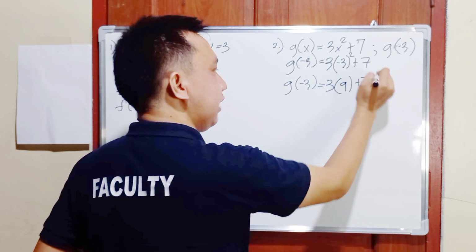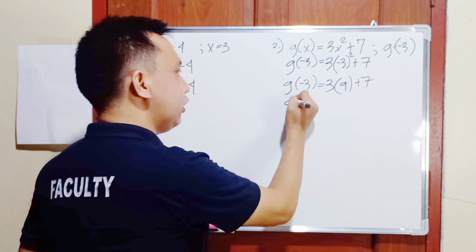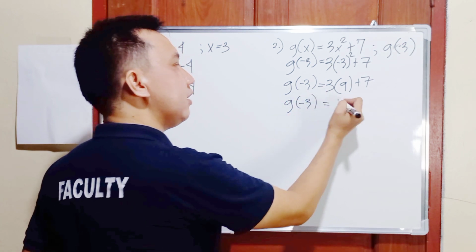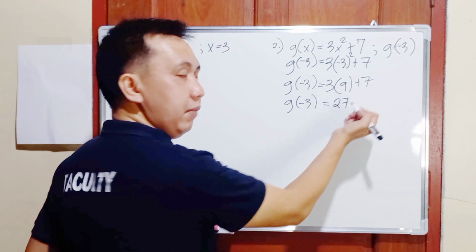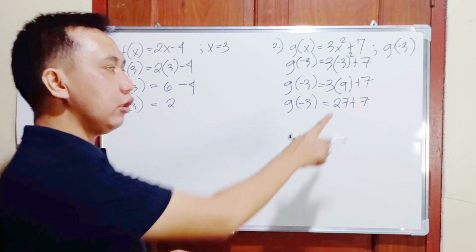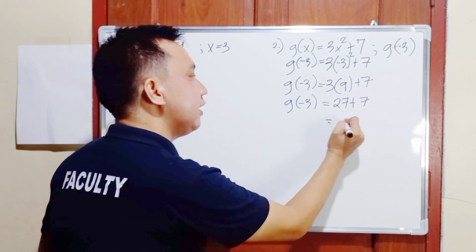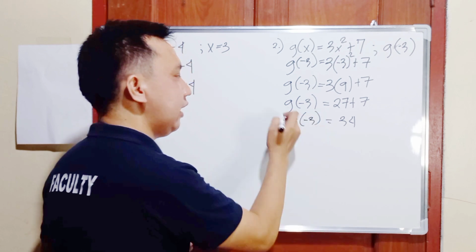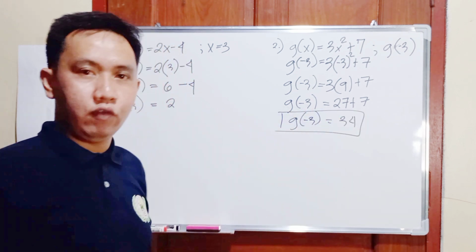plus 7. So, simplify. G of negative 3 is equal to 3 times 9, that is 27 plus 7. So, simplify. 27 plus 7, that is 34. So, the g of negative 3 is 34.